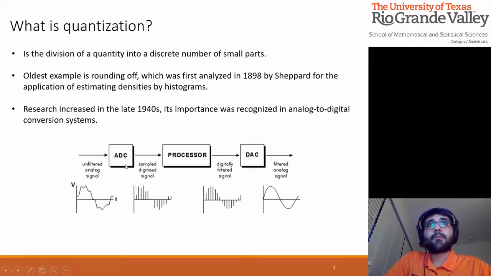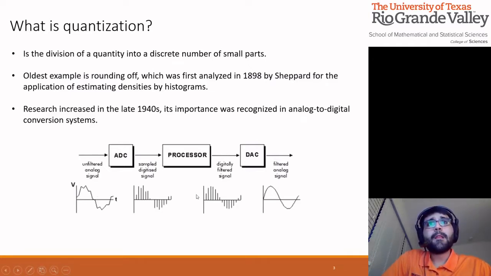So how or where is quantization in that process of converting analog signals into digital signals? Whenever you have an analog signal, it passes through a system that wants to sample the analog signal into discrete bits of information, and then they want to process it to remove some of the noise. And depending on the application, you want to get that analog signal back, but without the noise, pretty much filter it out.